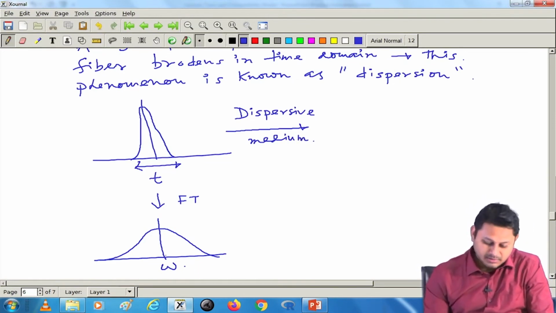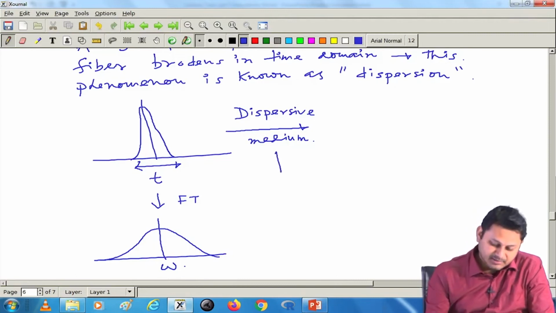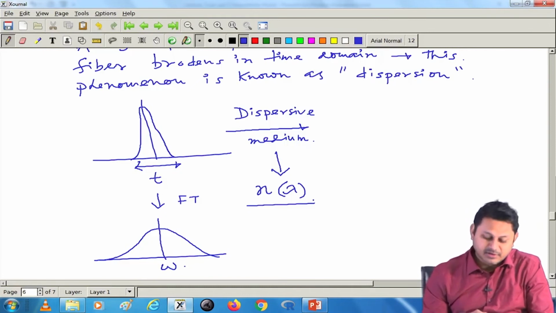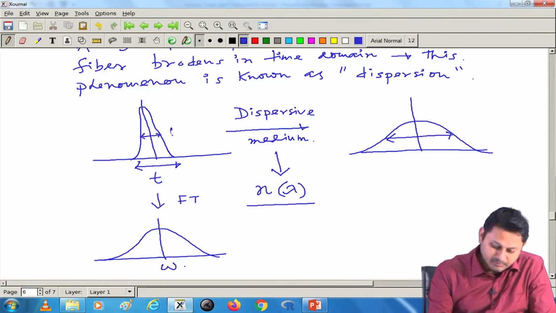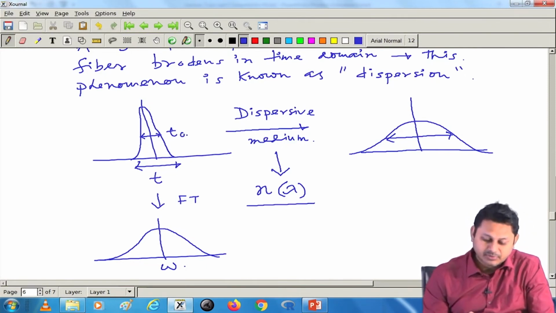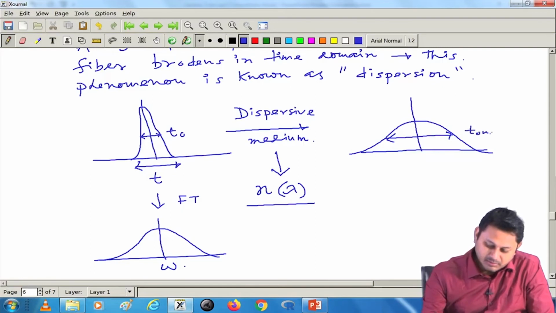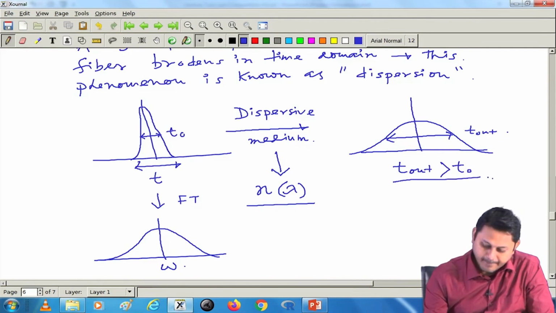different frequency components can propagate at different speeds, different group velocities, because when we have a dispersive medium, that essentially means the refractive index is a function of lambda or frequency, which we know. Then as a result, at the output we have a temporal broadening like this. If the initial width is T0, suppose this is a Gaussian kind of optical pulse, the output is also a Gaussian pulse, but here we have a pulse width T out, where T out is greater than T0, and this is because of the dispersion.